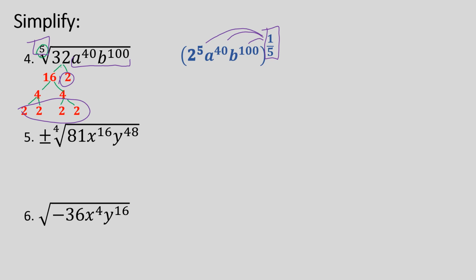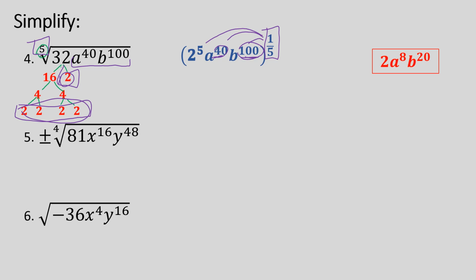So 2 to the 5th power, taking the 5th root, is just going to be 2. We have 5 2's here. The 5th root of 5 2's is just 2. These exponents are going to get multiplied by 1/5, and it gives us our answer: 2a to the 8th, 40 times 1/5, b to the 20th, 100 times 1/5.